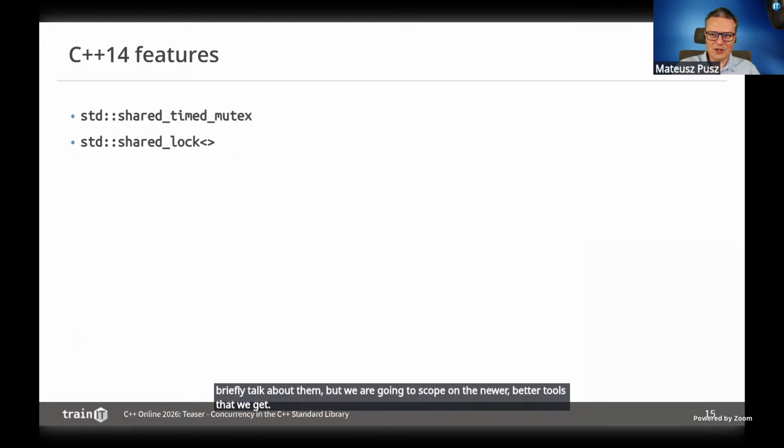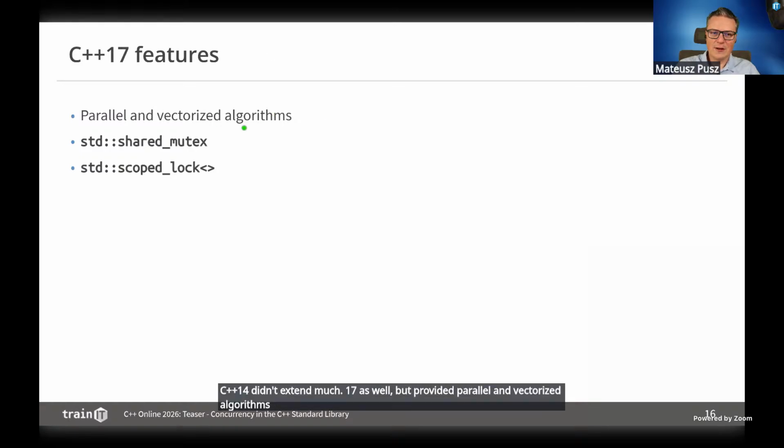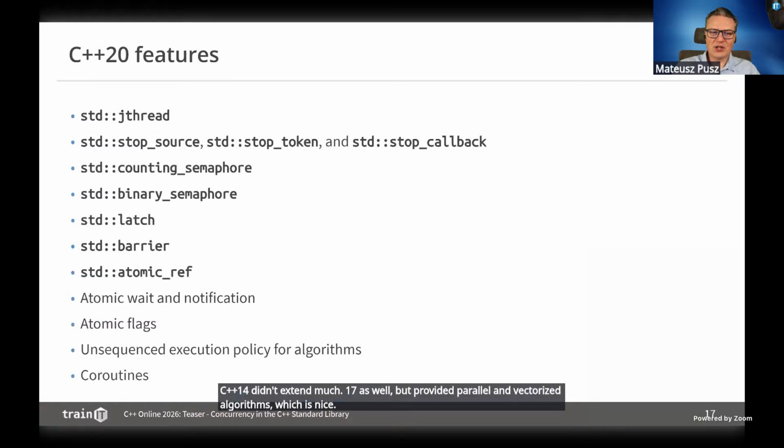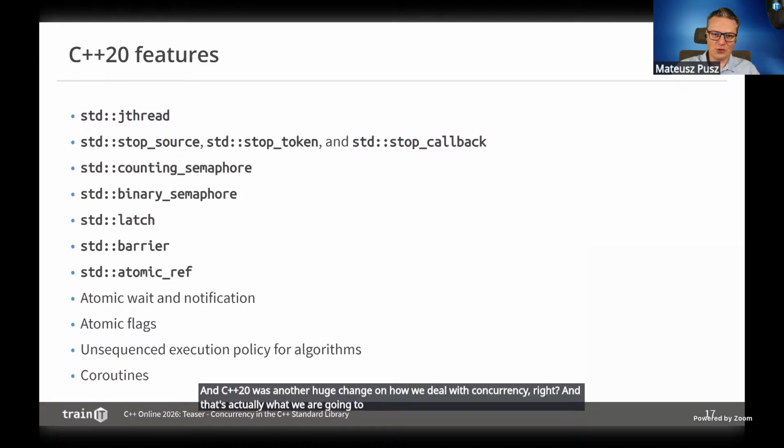C++14 didn't extend much, and C++17 as well, but it provided parallel and vectorized algorithms, which is nice. And C++20 was another huge change in how we deal with concurrency, right? And this is actually what we are going to scope a lot during this training.